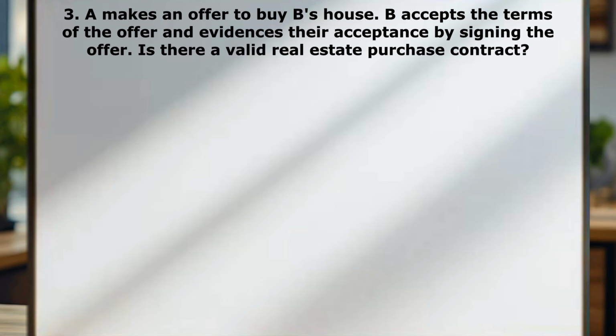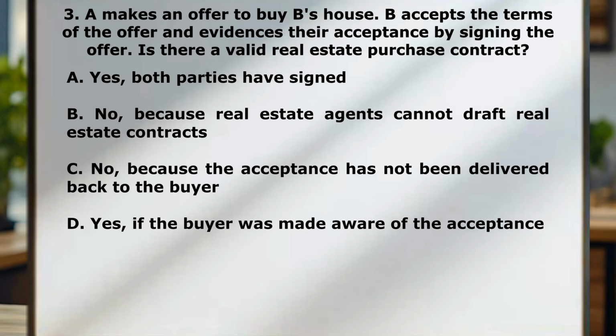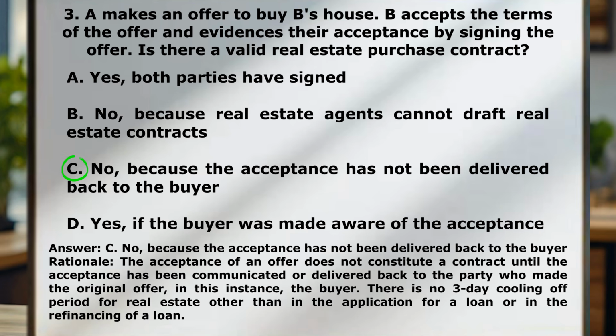Question number 3. A makes an offer to buy B's house. B accepts the terms of the offer and evidences their acceptance by signing the offer. Is there a valid real estate purchase contract? A, yes, both parties have signed. B, no, because real estate agents cannot draft real estate contracts. C, no, because the acceptance has not been delivered back to the buyer. D, yes, if the buyer was made aware of the acceptance. Correct answer here is C, no, because the acceptance has not been delivered back to the buyer.